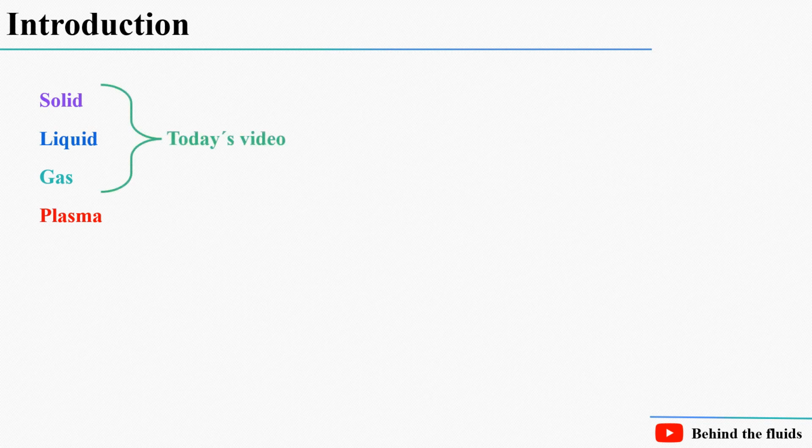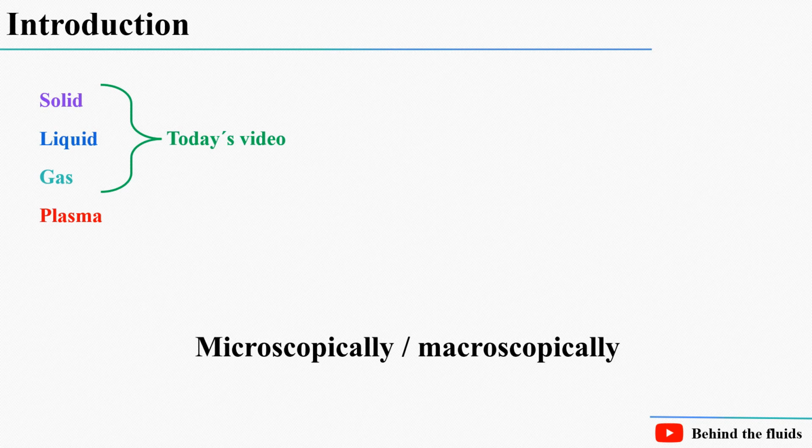Every substance we encounter exists in one of four main states of matter: solid, liquid, gas or plasma. For now we will focus on the first three since they are the most relevant to hydromechanics. There are two ways to define these states: microscopically, based on molecules and their interactions, and macroscopically, based on observable properties. Since fluid mechanics deals with large-scale behavior, we will use the macroscopic approach.